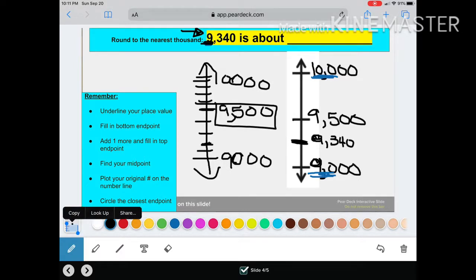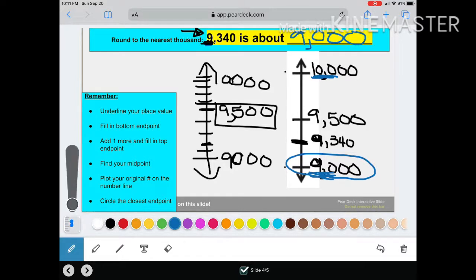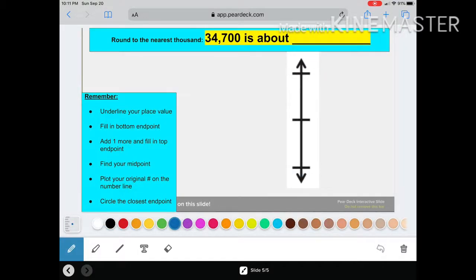9,340. So is 9,340 closer to 9,000 or 10,000? Absolutely, it's closest to 9,000. So that means that 9,340 is about 9,000. That number's looking real fine. Let's try one more.